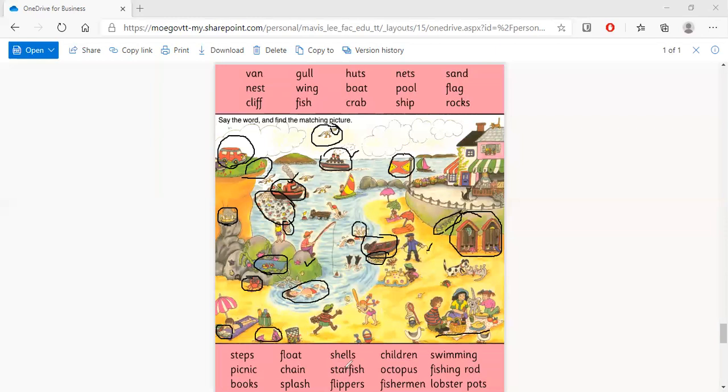Star. Fish. Starfish. Do you see a starfish anywhere? Looking for a starfish. It's probably somewhere hidden in the sand. Oh, here it is. Starfish. Flippers. Now you wear flippers when you are diving. Here's this boy diving. And he has his flippers in the air.